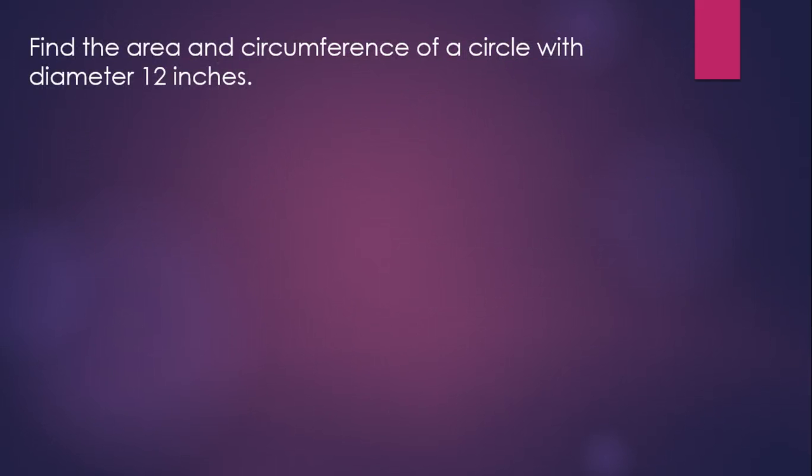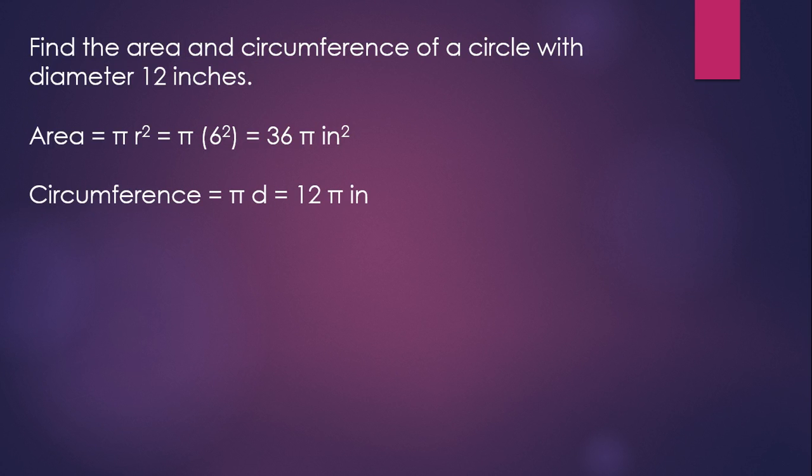Find the area and the circumference of a circle with a diameter of 12 inches. To find the area, we can take pi times the square of the radius. The radius of this circle is 6 inches because the diameter is 12. So we need pi times 6 squared, or 36 pi square inches. For circumference, we can say that the circumference is pi times the diameter, which is 12 pi inches.